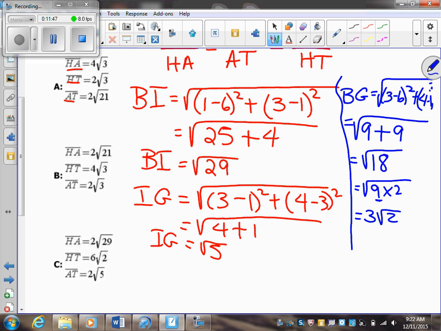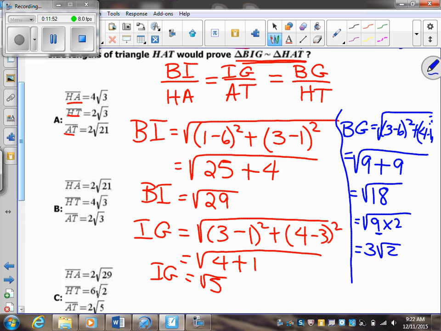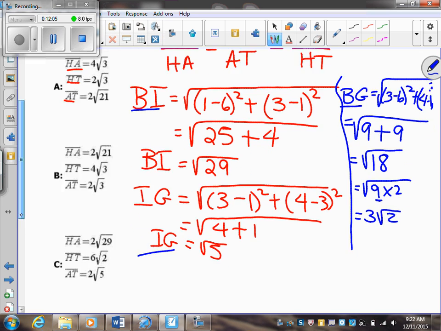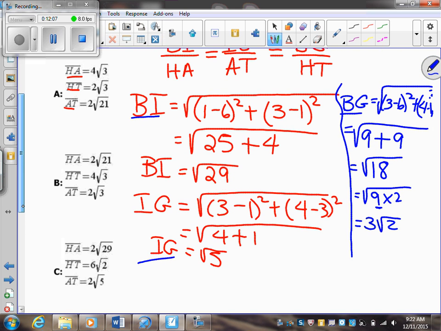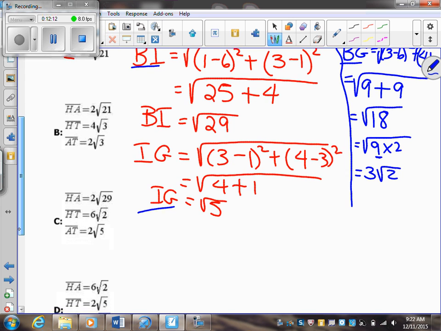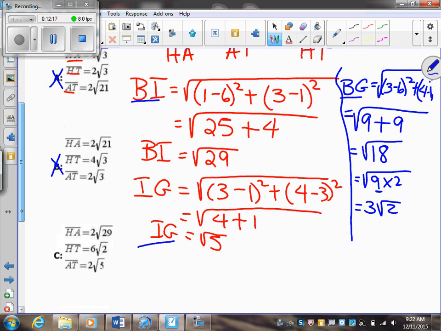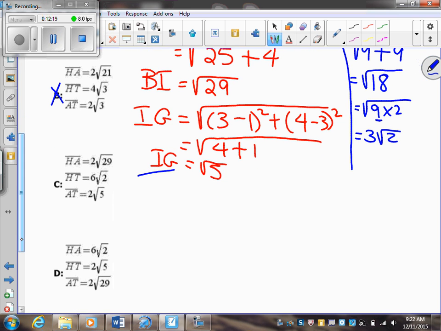So if you guys remember what I did here, this is the main thing: BI over HA, IG over AT, BG over HT. And now we found each one of them. We know what BG is, we know what IG is, and we know BI. So what we need to do is look through the choices. So I have a square root of 29, a square root of 5, and a 3 square root of 2. So you knew A and B would not work, right? Because none of them has the 5 or the 29. So it's going to be between C and D.